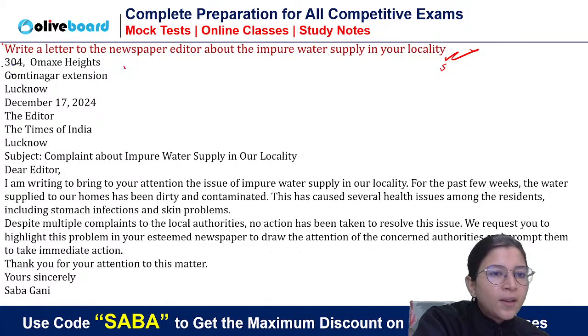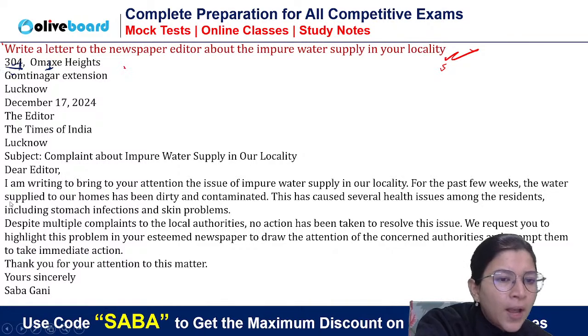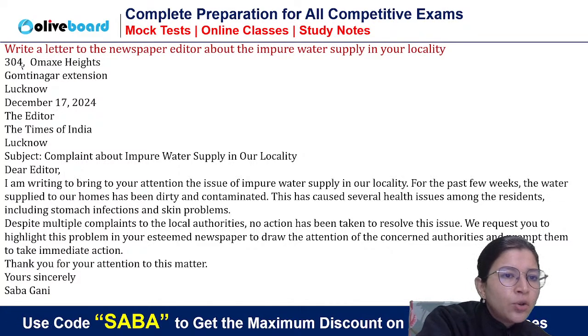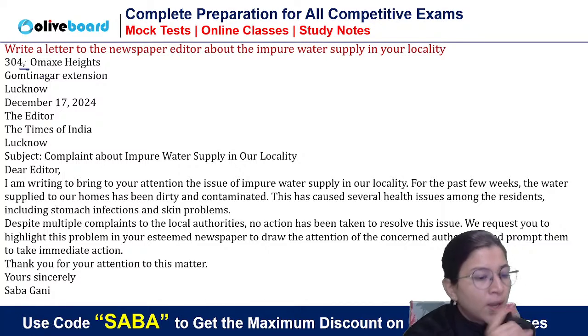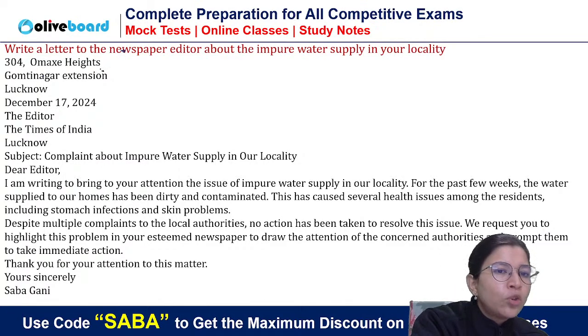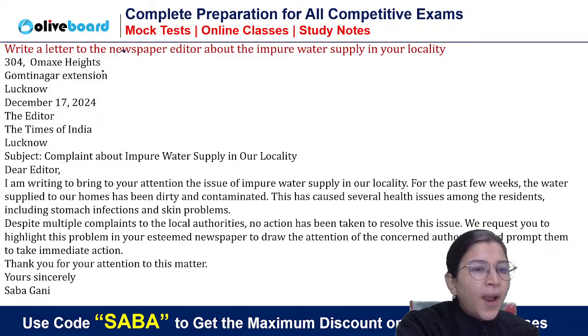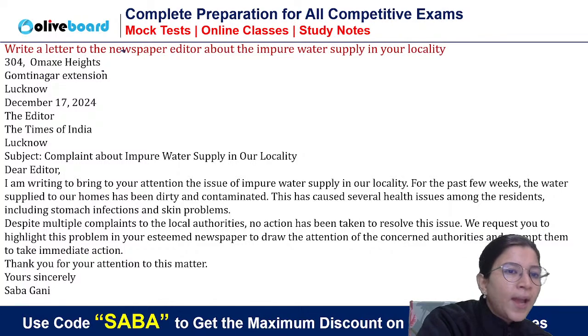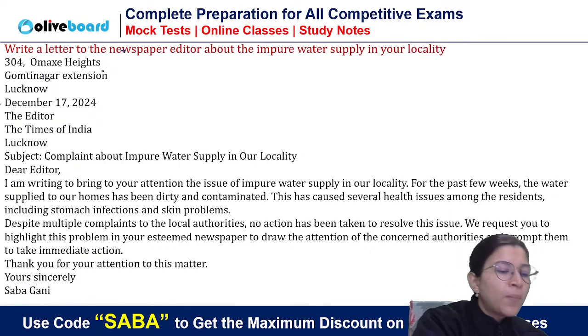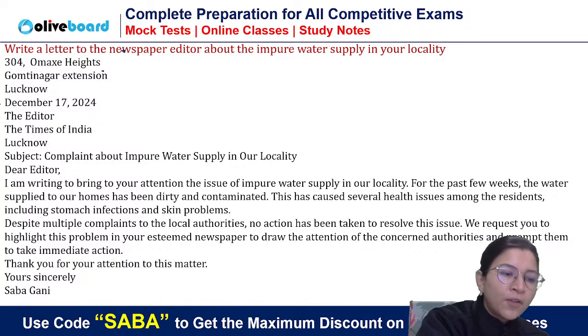Now, this is my flat number. Okay, 304 Omex Side. This is my apartment. See, in between, if you are writing two elements in a single line, then in between you have to put a comma. Can you see this? 304 comma Omex Side. After Omex Side, there is no need to put any punctuation mark. Remember that. And then Gomti Nagar Extension is my locality. So it is just one element, so no comma, no punctuation mark is needed. And then Lucknow, also no punctuation mark needed. Neither full stop nor comma after Lucknow.